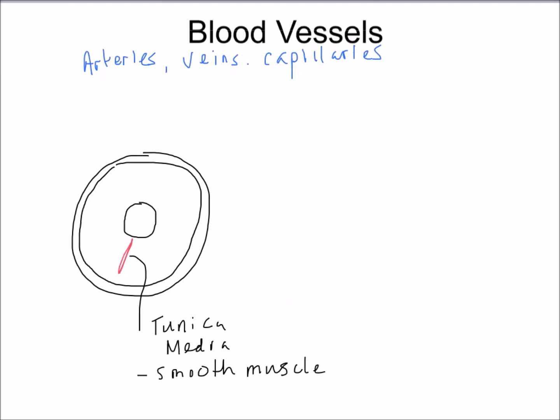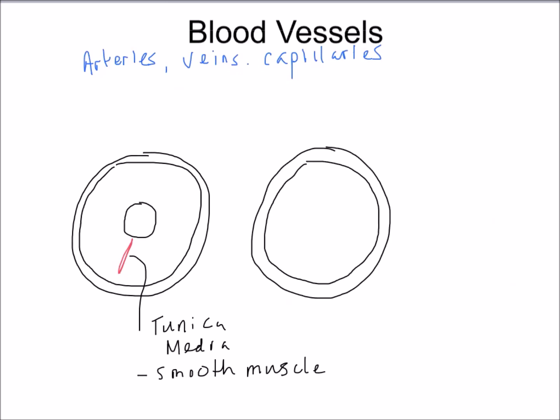Arteries have a thick tunica media, and the reason why they have a thick layer of smooth muscle is to help resist blood pressure. When you look at a vein from a cross-sectional view, the tunica media is relatively thin, but what distinguishes a vein from all other vessels is that veins have structures within them called valves. And just like valves in the heart, valves in the veins prevent blood from flowing backwards.